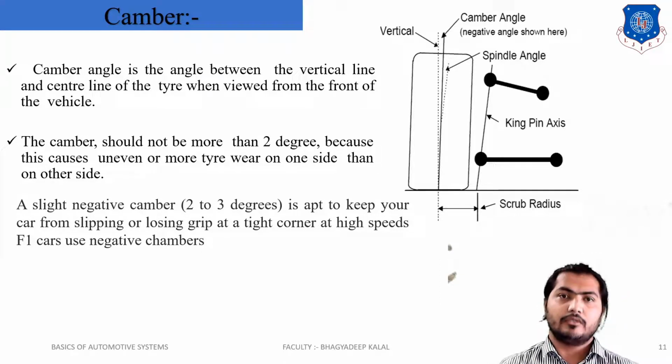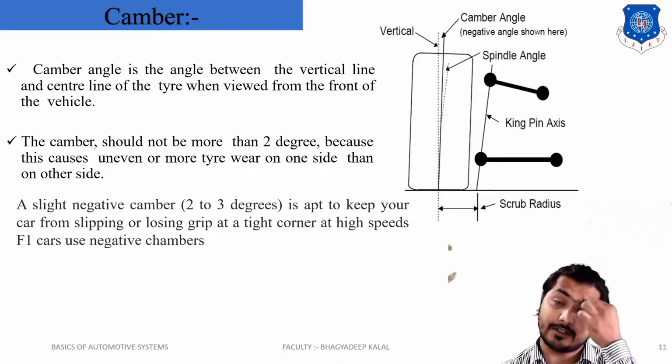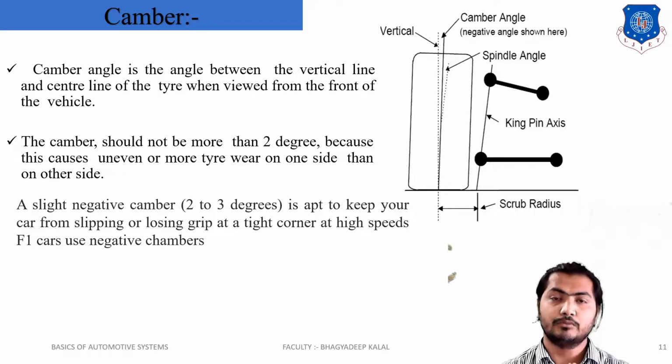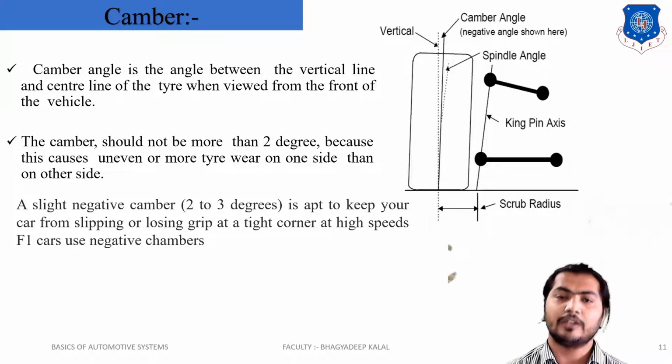Whatever vehicle runs on the road or ground, every vehicle wants grip with the road surface, and the wheel wants to move on the ground surface in a vertical direction. But when you are taking a turn, either left or right, inward or outward, positive camber angle increases tire wear or uneven wear.